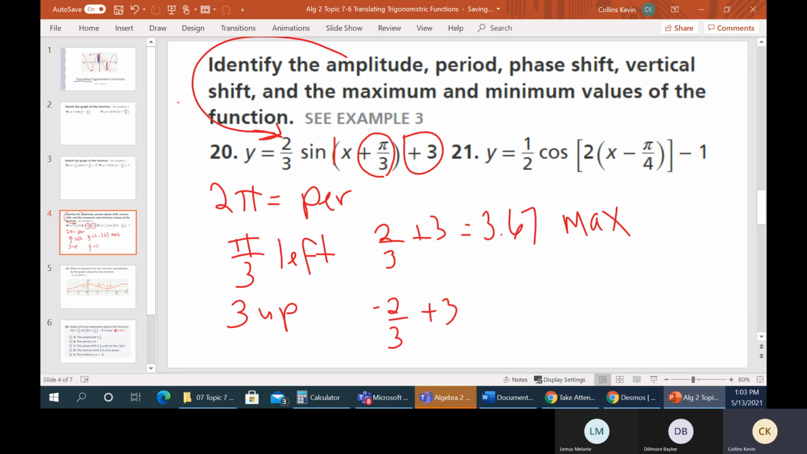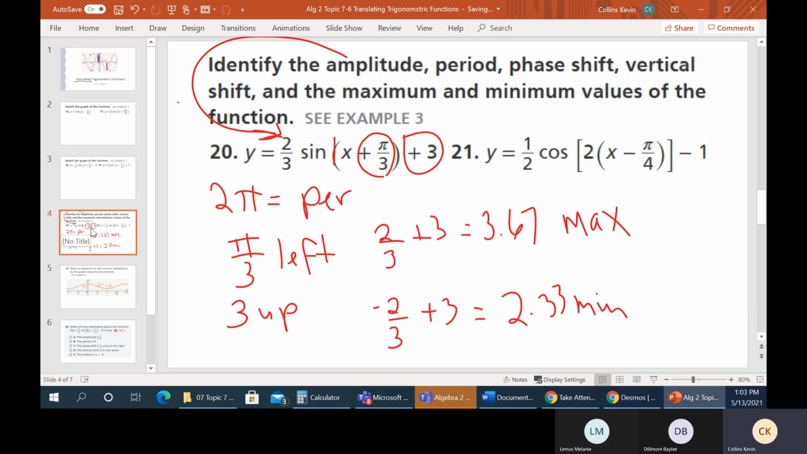And down here, we'd have 2/3 and then plus 3, but it's -2/3, so that's subtracting it off, right? So this thing would bottom out at 2 1/3, right? So 2.33 would be your min. And that's everybody.